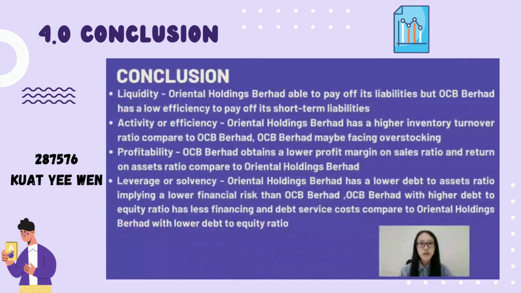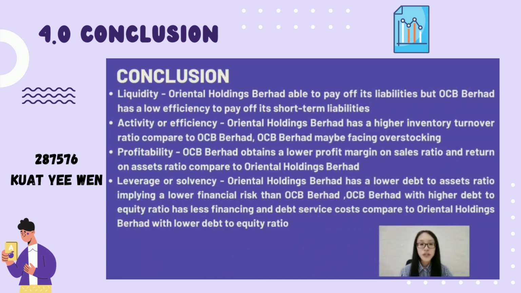Lastly, we can make a conclusion based on the calculation of ratios. For liquidity, Oriental Holding Berhad shows a satisfactory ability to meet its short-term obligations and is able to pay off its liabilities, but OCB Berhad has a low efficiency to pay off its short-term liabilities. For activity or efficiency, Oriental Holding Berhad has a higher inventory turnover ratio compared to OCB Berhad. This shows that OCB Berhad may be facing overstocking.